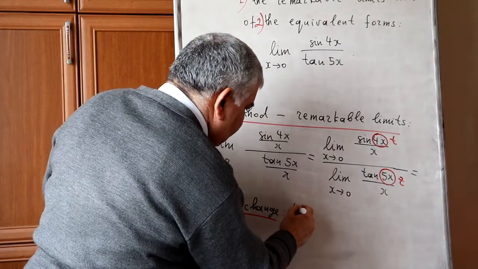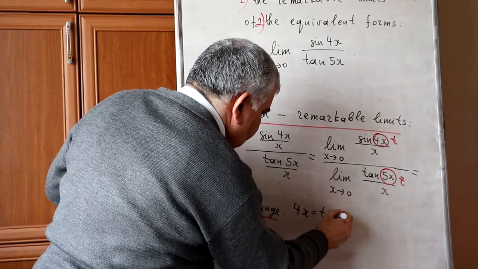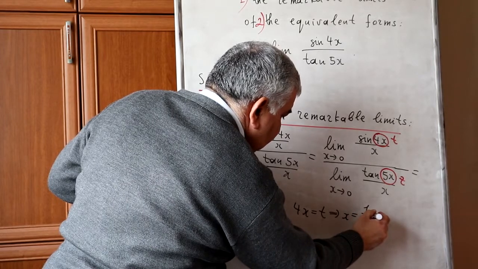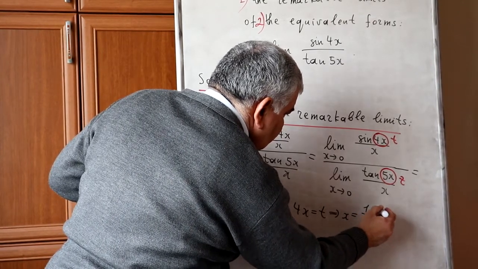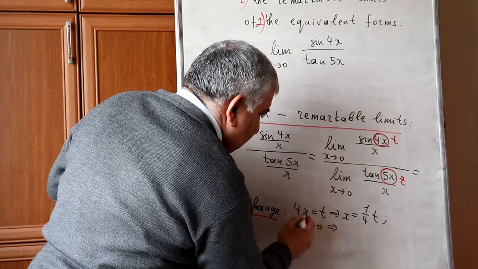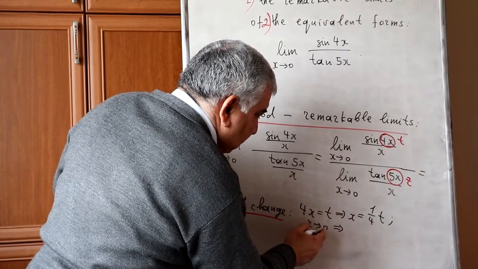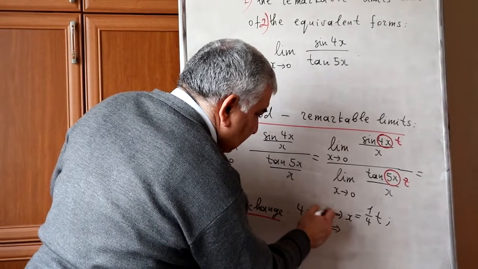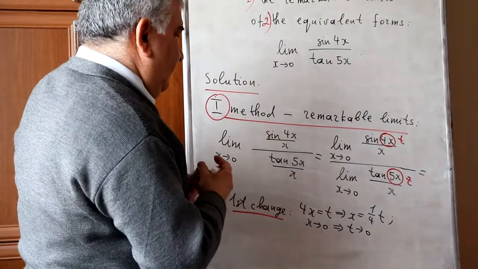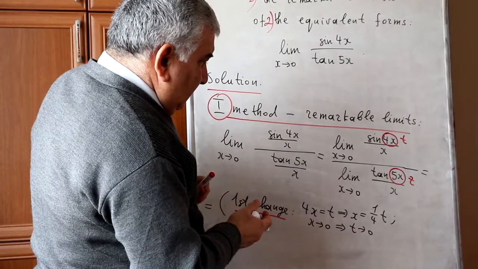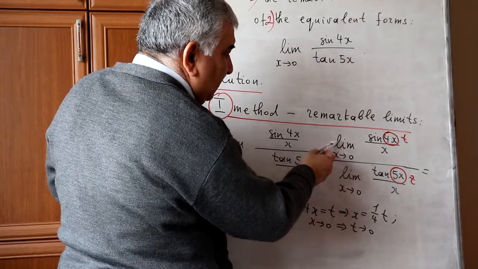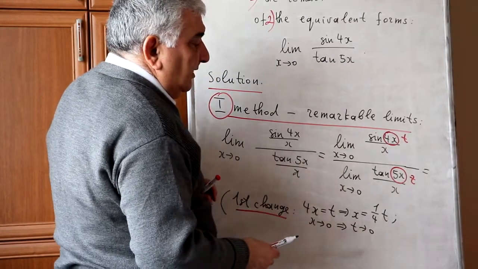4x is t, then x is 1/4 t. And if x tends to 0, then t also tends to 0, because if we substitute 0 instead of x, we will obtain that t also tends to 0. Because here we must change also the limit tendency.